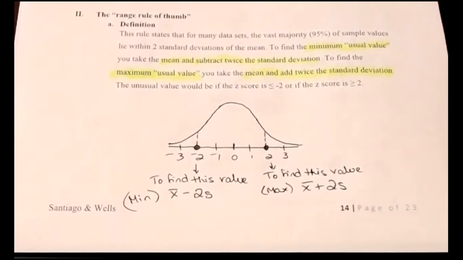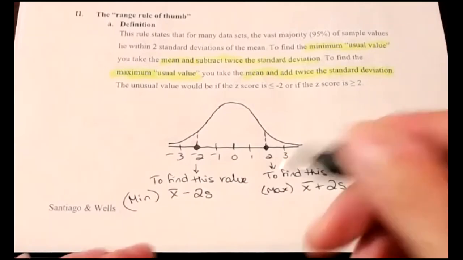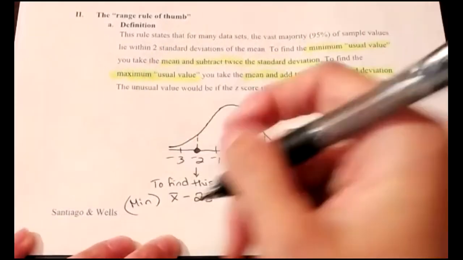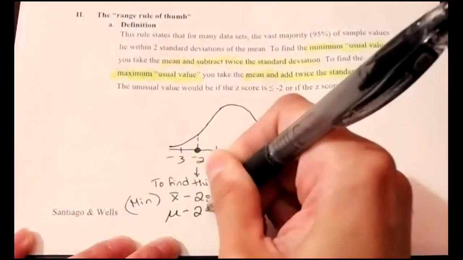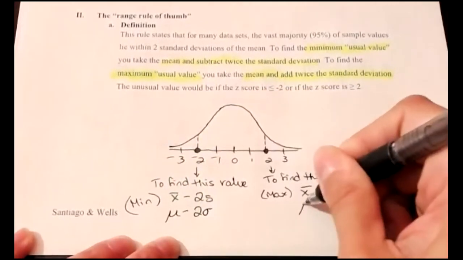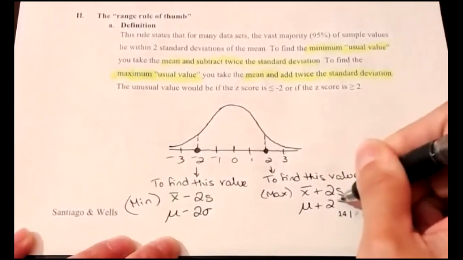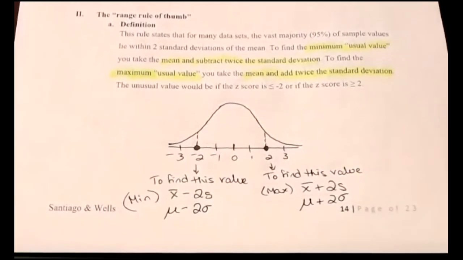Notice I'm using notation for sample. It's the same formula if you were finding these values for a population. So take the mean of the population, subtract 2 standard deviations. Take the mean of the population and add 2 standard deviations. So I'll put down both formulas, but they mean the same thing. We know this.